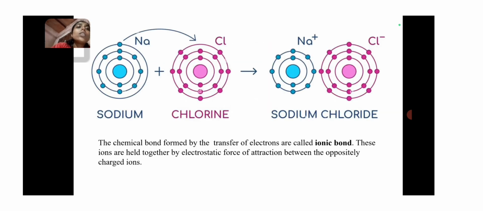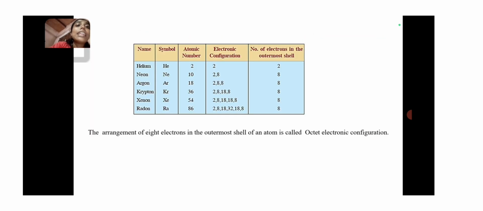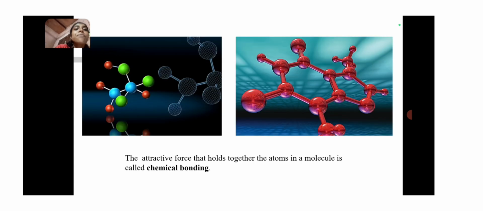Now, ionic bond. We know that atoms combine to form molecules in order to attain stability. That is, all the atoms try to attain an octet electronic configuration. The noble gases already have the octet electronic configuration, and they do not participate in chemical reactions. The arrangement of 8 electrons in the outermost shell of an atom is known as octet electronic configuration, and the attractive force that holds together the atoms in a molecule is called chemical bonding.